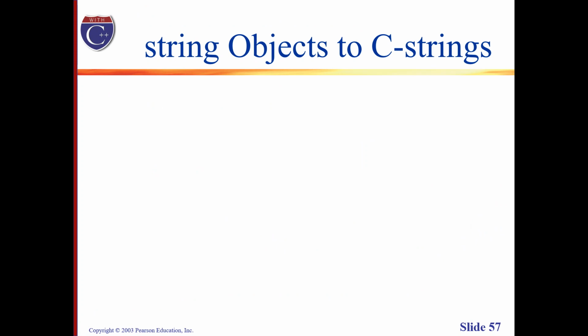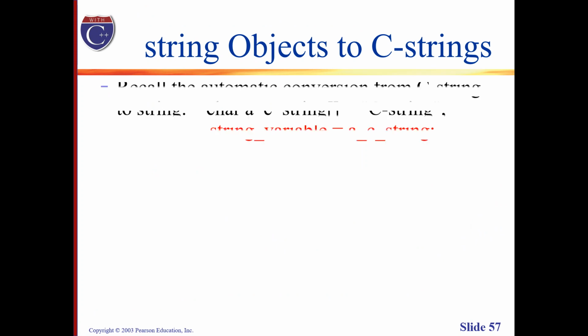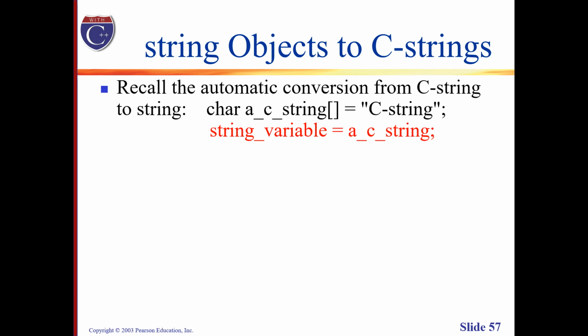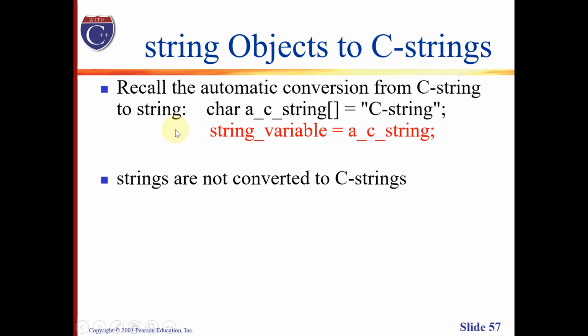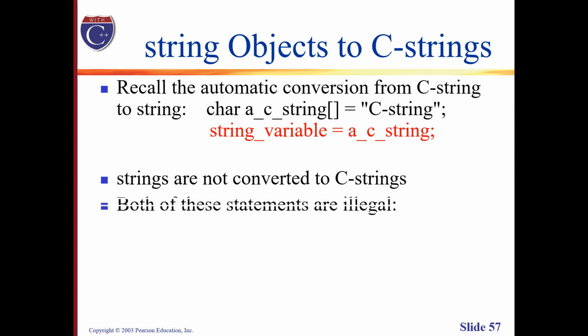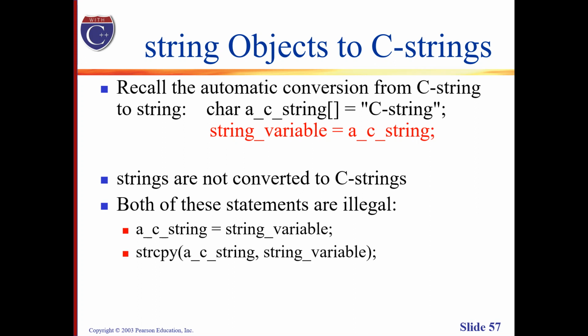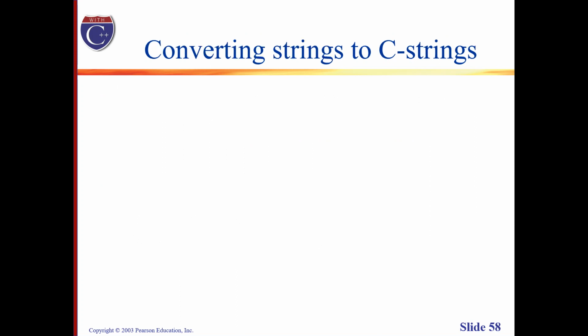Of course, we can also convert string objects to C strings. Please recall the automatic conversion from C-string to string, just like this one. Strings, however, are not converted to C-strings. Both of these statements are illegal. So how do we convert strings to C-strings? There should be a proper way.